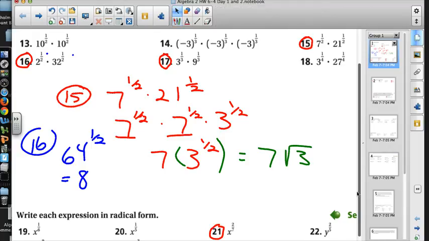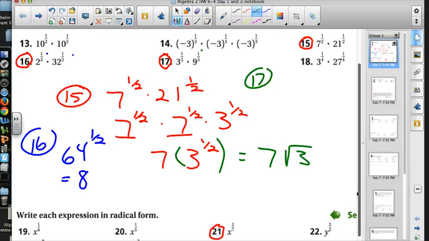Then you can see how number 15 was very different from what happened in number 16. We notice we don't have those common bases, and when we do multiply the 7 times the 21, we would not get a nice perfect square in that case. So let's go after number 17.